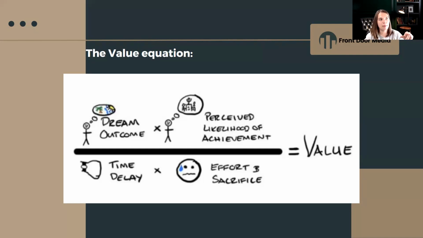Then it's multiplied by the perceived likelihood of achievement. So how likely do they think it's going to be that you are going to solve their problem? So in our dog training example, how likely is it that I think this company is going to be able to train my dog effectively?